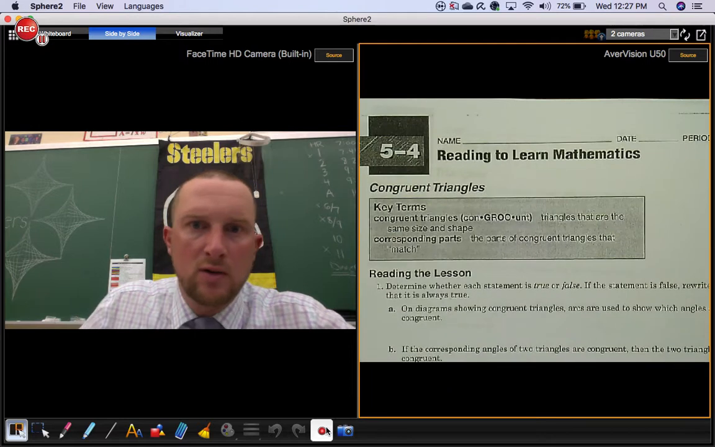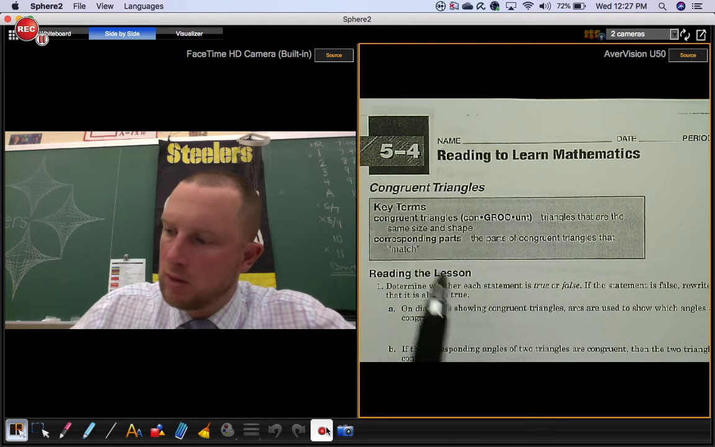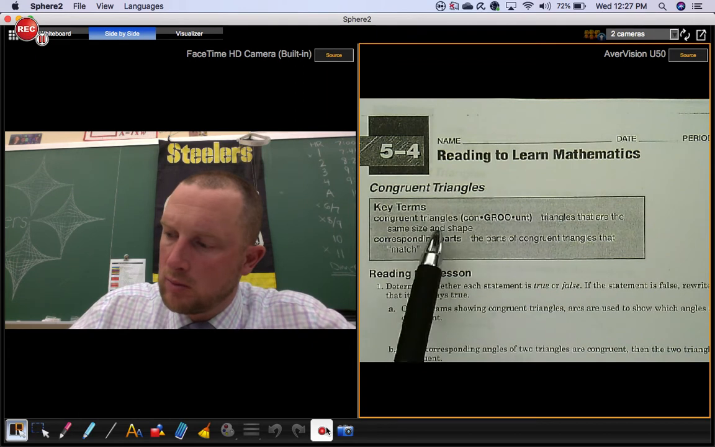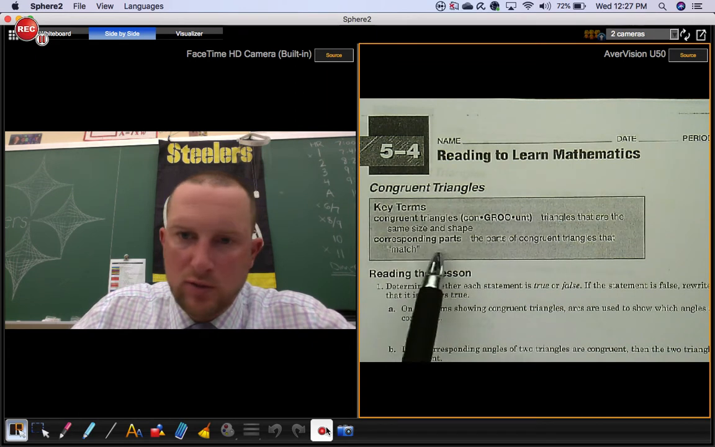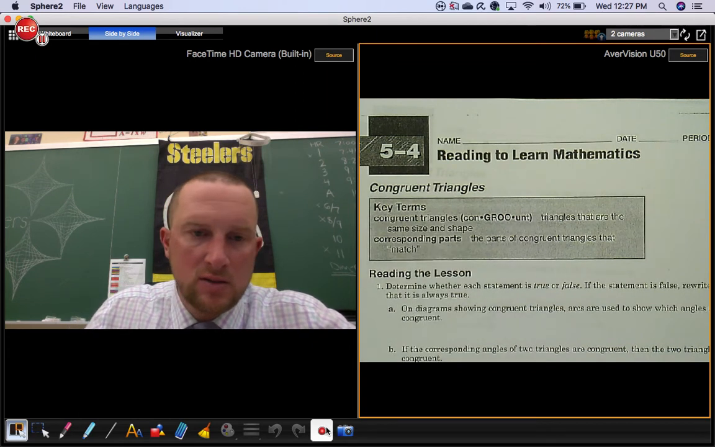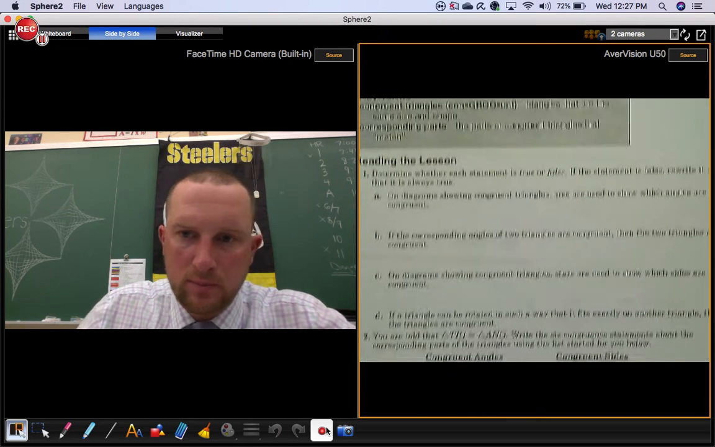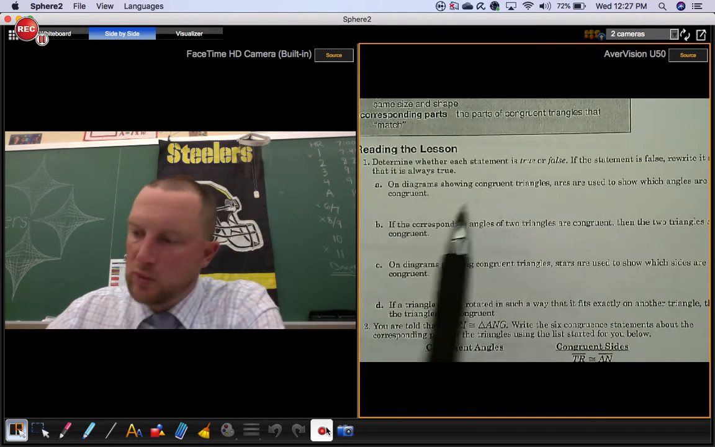This is the Reading to Learn Math for 5-4. They tell you about congruent triangles and corresponding parts in this box, in case you forget. So we're going to read the lesson.